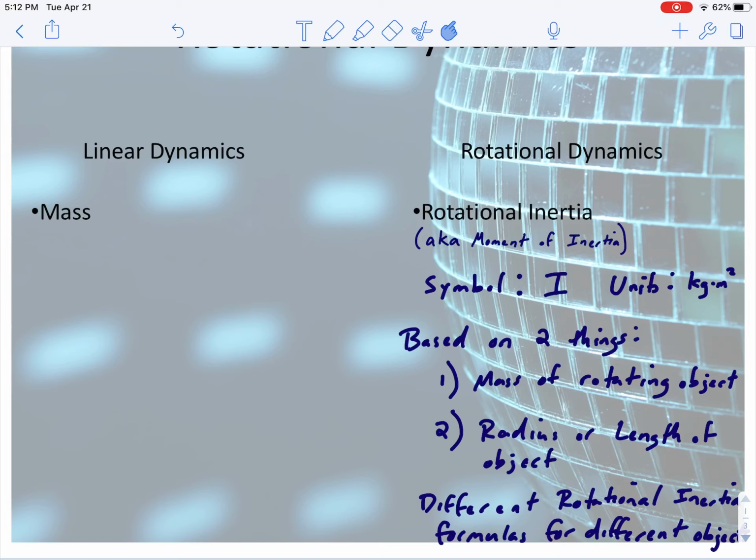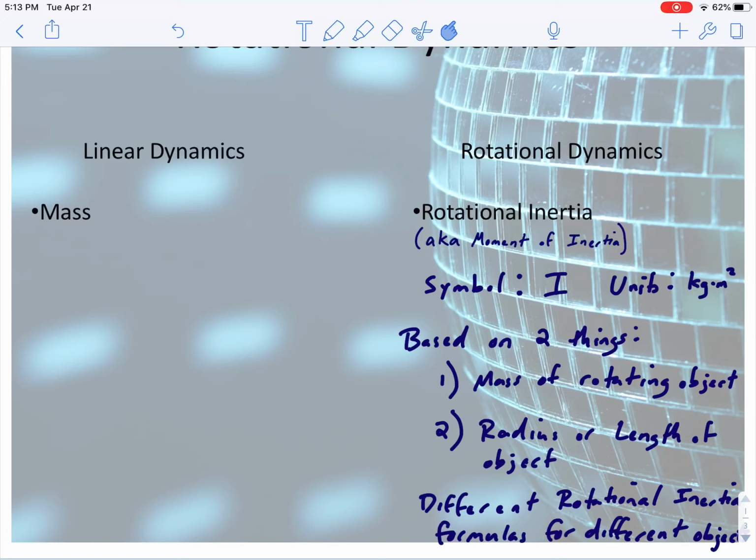So here's the deal. If you need to know a rotational inertia formula on your AP test, it would be given to you in the problem that you're doing. So if they don't give you the rotational inertia formula for an object in the problem that you are doing on the AP test, then you do not need a rotational inertia formula. So don't try and pull it out of your memory because you should not need it then.